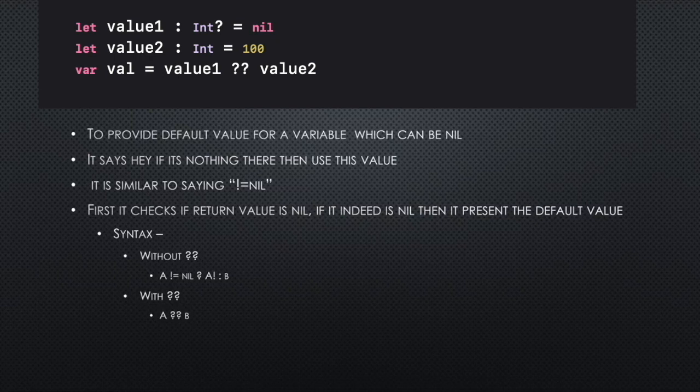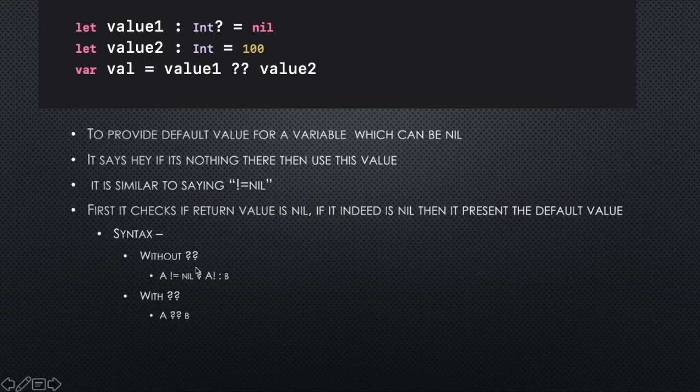So if this variable has null, then why don't you use this as default? It is similar to saying, if x is not equal to null, then what it would be. So what it does is it first checks if the value is null. If it is indeed null, then it presents the default value.